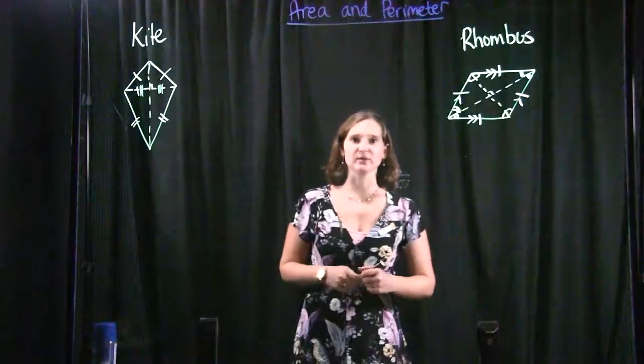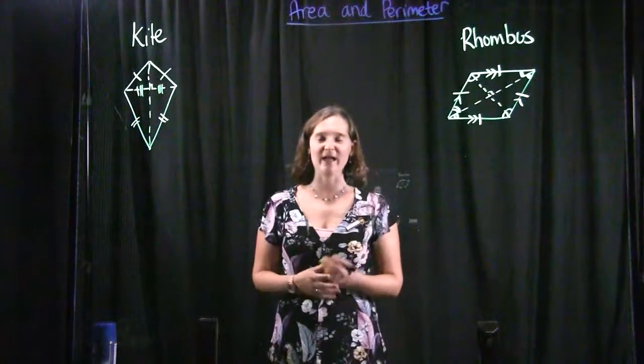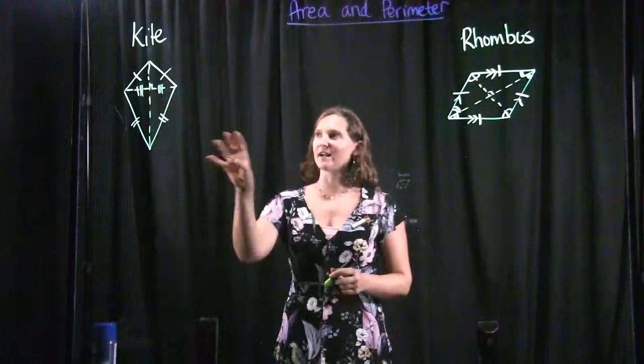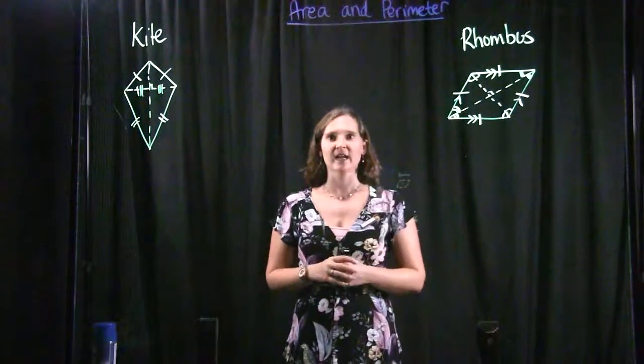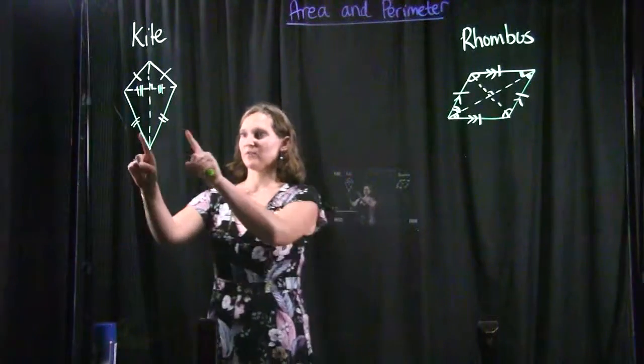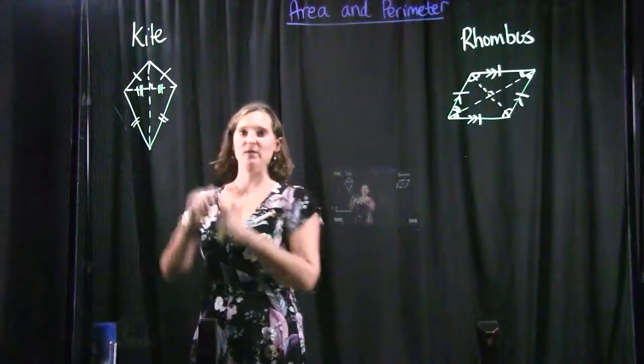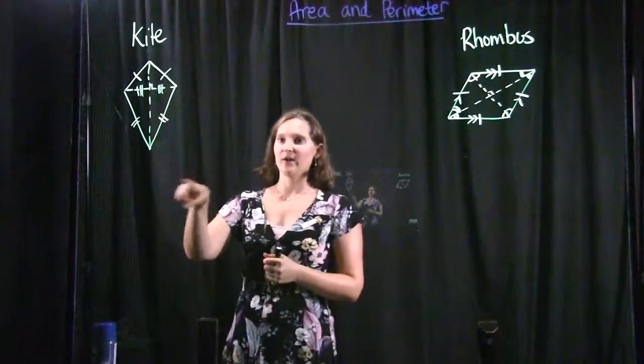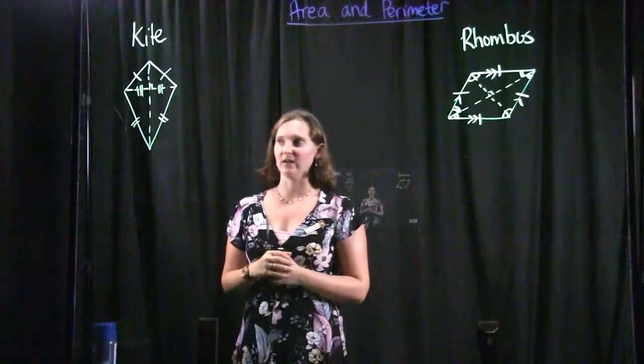Another two quadrilaterals that we'll be studying for area and perimeter are a kite and a rhombus. Now, we've got these symbols on here already because I'm confident that you know what they mean. So we've got two pairs of equal length sides. This kite has no arrows on it because we've got no parallel lines.